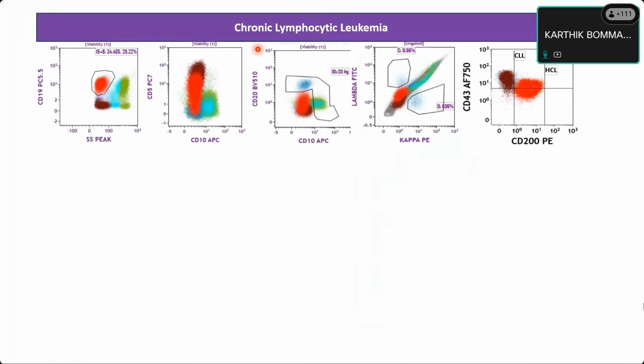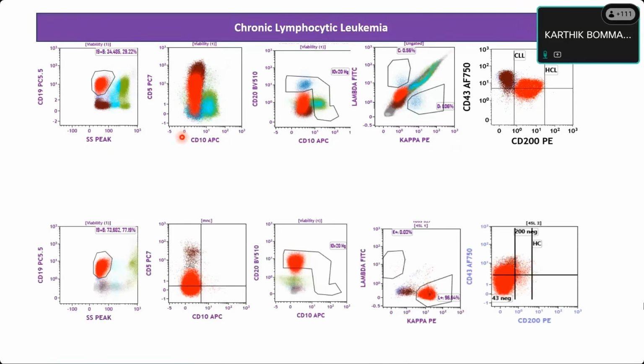So this is a pattern which we see in chronic lymphocytic leukemia. So this is our case. CD19 is nicely expressed, CD5 is positive, CD10 negative, and these cells are clonal because of absence of both kappa and lambda, and CD20 is dim, and CD200 is nicely positive, and CD43 is also positive. With these markers, even without CD23, but in this case we also did CD23, we can make a diagnosis of chronic lymphocytic leukemia, right? So what is the pattern in this case?